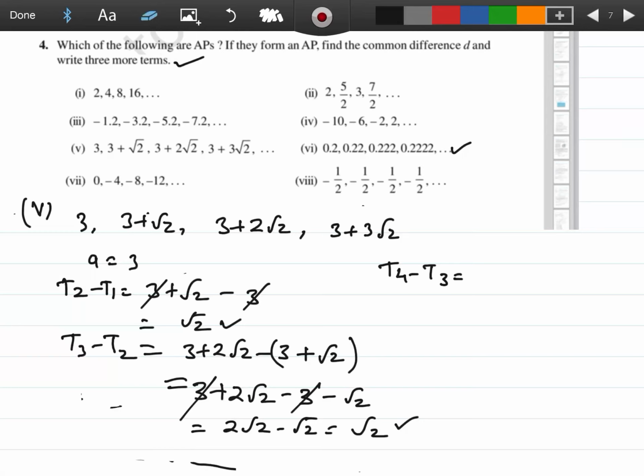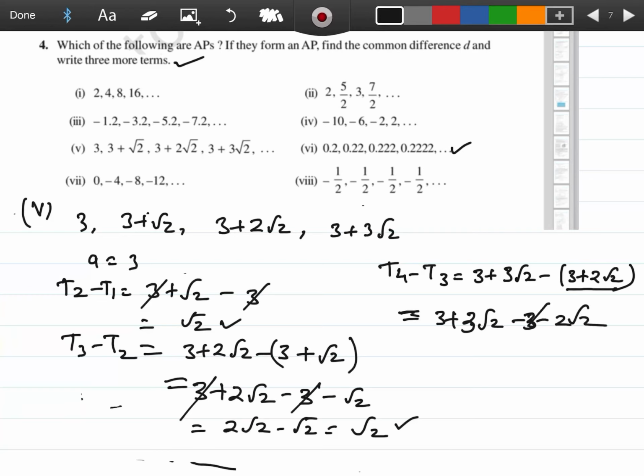T4 - T3 क्या मिलेगा आपको, 3 + 3√2 - (3 + 2√2). ब्रैकेट में ओपन करेंगे इसको, ये पूरी टर्म है, ये टर्म पूरी माइनस होगी. तो जब हम ब्रैकेट ओपन करेंगे हमको मिलेगा 3 + 3√2 - 3 - 2√2. 3 से 3 कैंसिल होगा, 3√2 - 2√2, दैट इज अगेन √2. तो कॉमन डिफरेंस आप देख सकते हैं हर बार आपको √2 मिल रहा है.